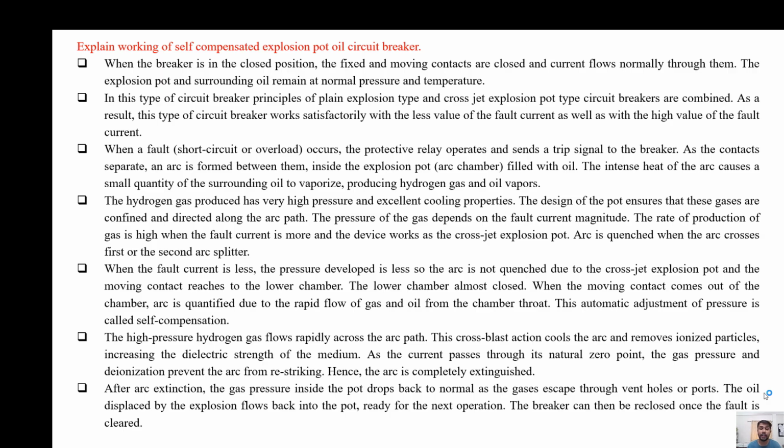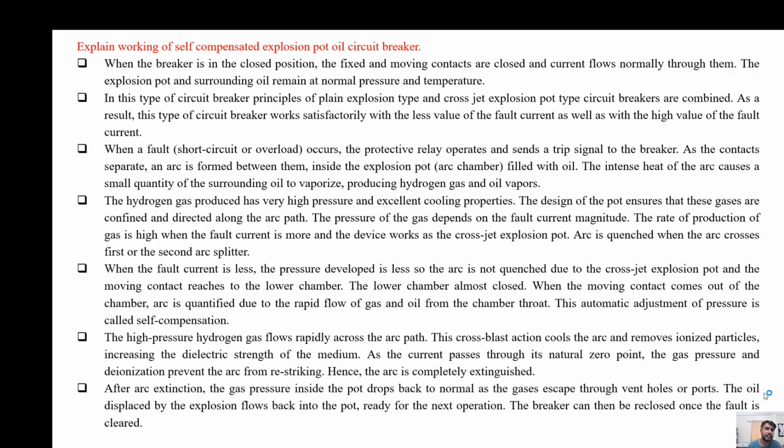The high pressure hydrogen gas flows rapidly across the arc path. This cross-blast action cools the arc and removes ionized particles, increasing the dielectric strength of the medium. Now, as the current passes through the natural current zero instant, the gas pressure and deionization prevent the arc from restriking again. Hence, the arc is completely extinguished.